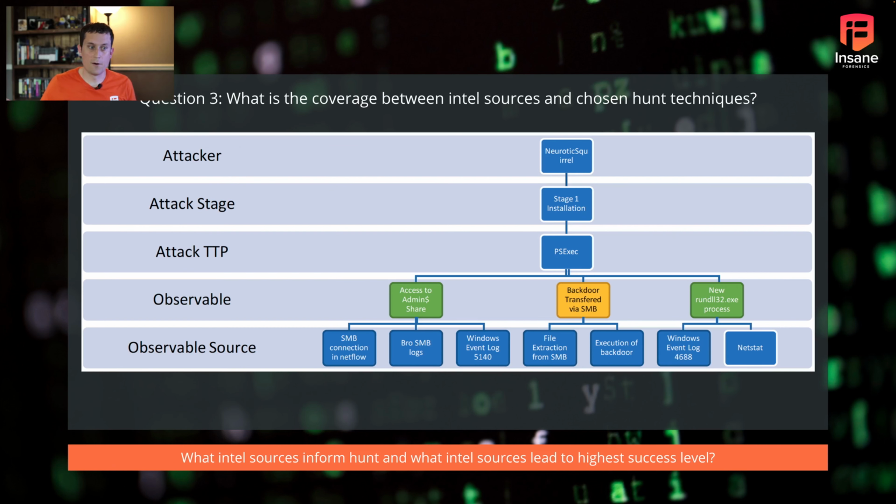So moving on to the third and last question: what's the coverage between intel sources and chosen hunt techniques? Again, this is where you can evaluate how well we are using threat intel as an organization and what intel is ultimately helpful. So in this chart, you see we have 2 green boxes on the observable column. Let's think of that as threat intel source A. And then in the middle, you have the yellowish orange box. Just looking at it, we can say the green intel sources got us to 2 entire branches that the yellow source might not.